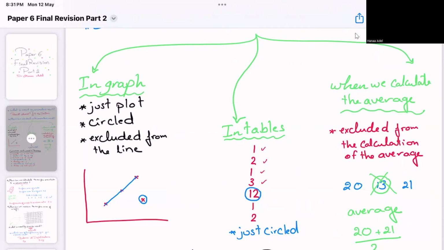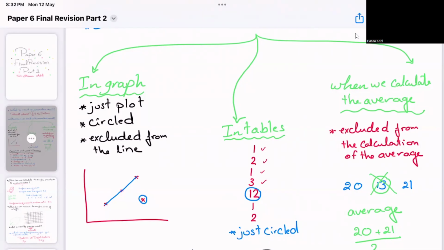In the table, we can find the anomalous result in a table. If we have the data 1, 2, 3, 1, 12, 1, 2, which one of them is odd? It is 12, that does not fit the pattern. And some questions ask us to circle the anomalous results, so we just circle it.